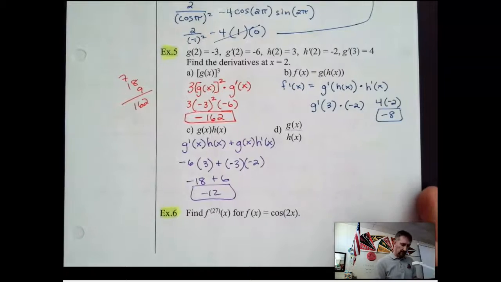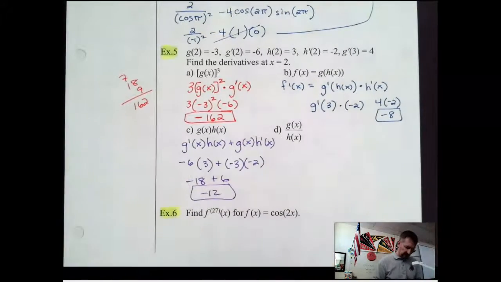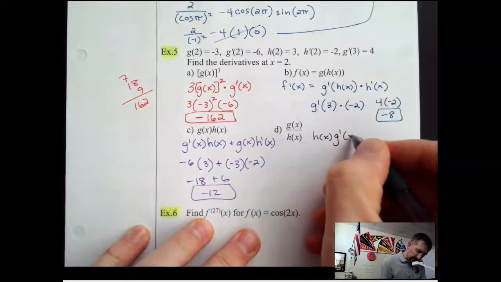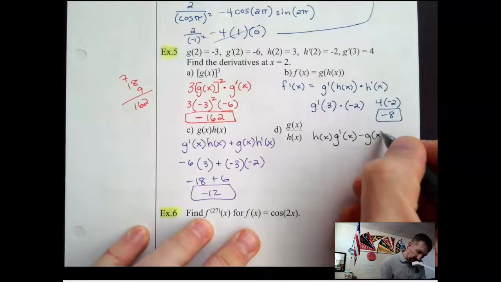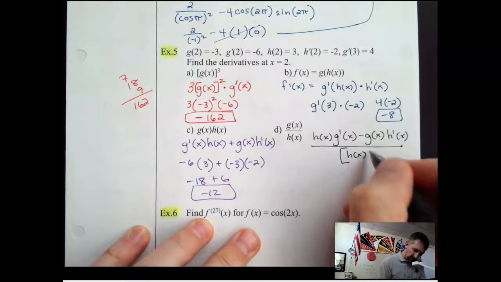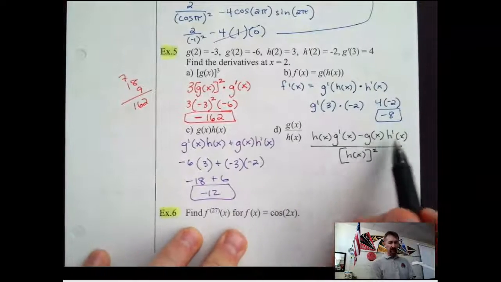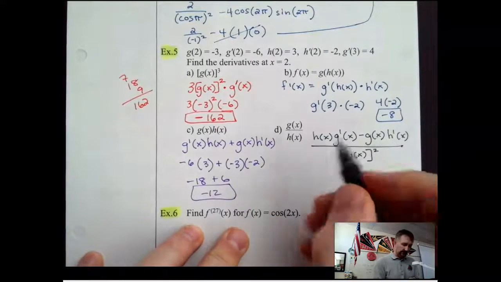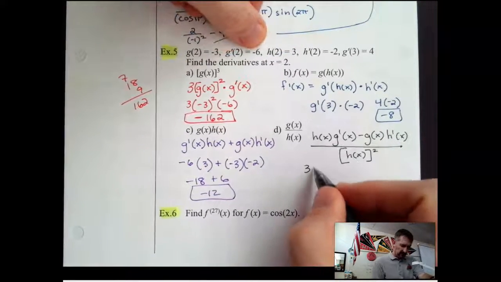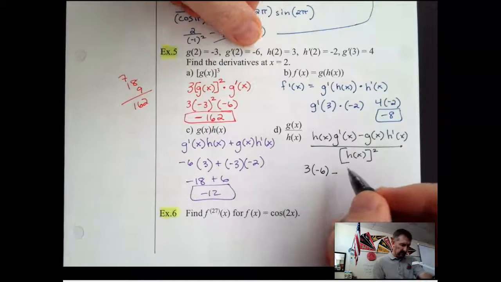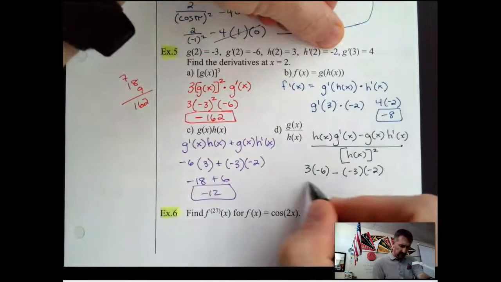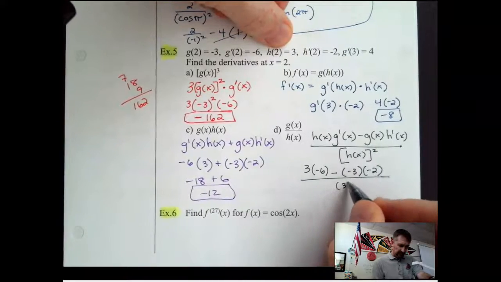Okay. Moving along, this is the quotient rule. So that's going to be low d high minus high d low over low squared. Okay? And you can put 2's where all those x's are as well if you wanted to, because that's what's happening. So now back up here, h of 2 is 3. g prime of 2 is negative 6 minus g of 2 is negative 3, h prime of 2 is negative 2, h of 2 is 3.